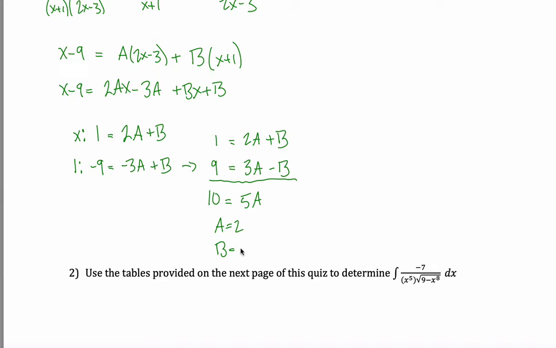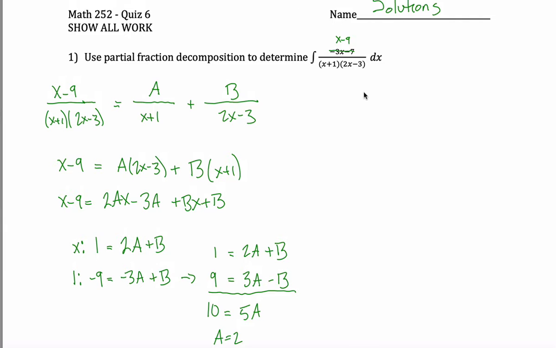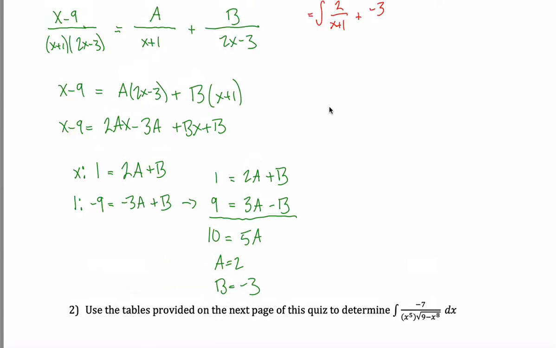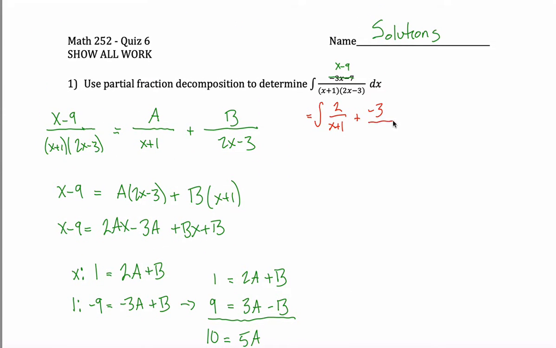It sure sounds like b is negative 3. And then once you have these values for a and b, you can come up here and say, yeah, this integral you wanted me to figure out is the same as the integral of 2 over x plus 1 plus negative 3, or minus 3 if you'd rather write it that way, over 2x minus 3.